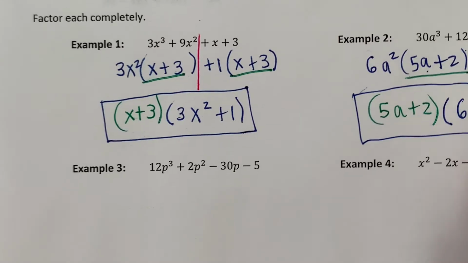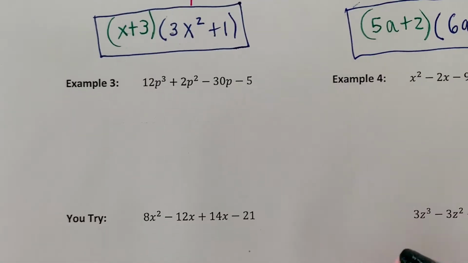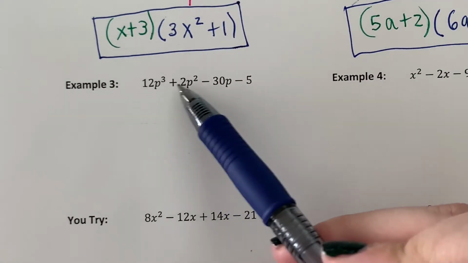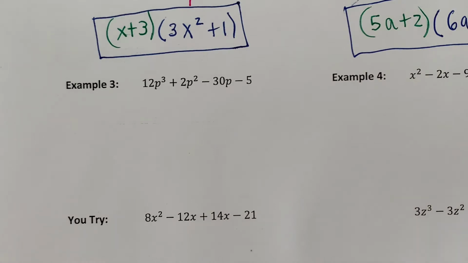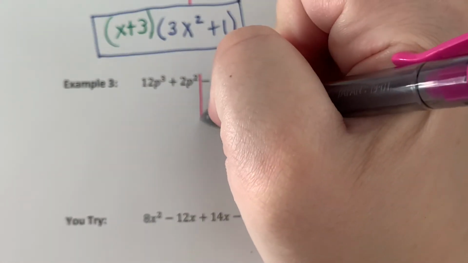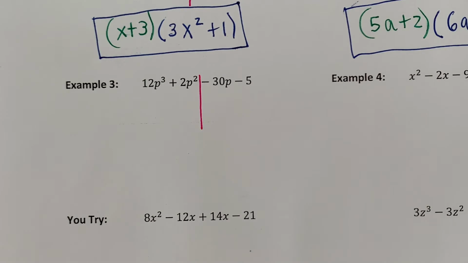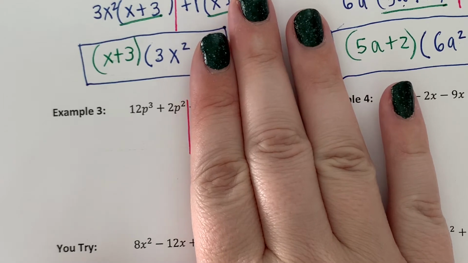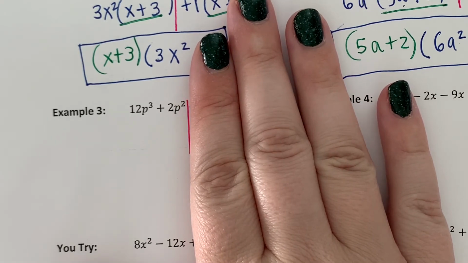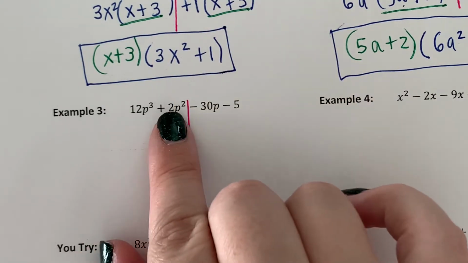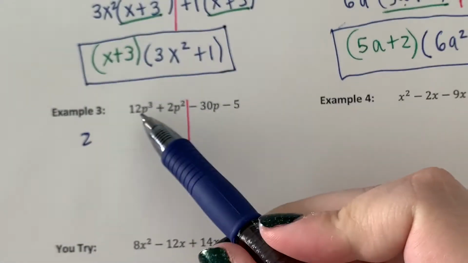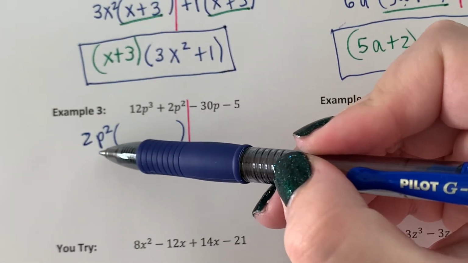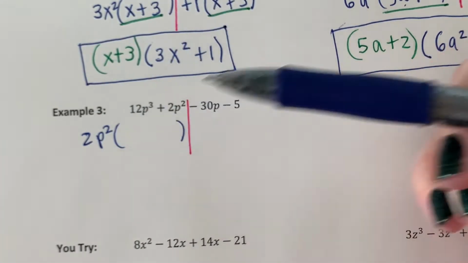In example 3, is there a greatest common factor that I can pull out here? Looking at these numbers, 12, 2, 30, and 5. There is not. So I'm going to move on to my next step. Split my polynomial into 2 parts, first half and second half. I'm just going to look at the first half of my polynomial, and what is my GCF for the first half? Well, I know I can pull out a 2. I can also pull out a p squared because they both have at least a p squared. And then I need to do my backwards distribution. 2p squared times what gives me 12p to the third?